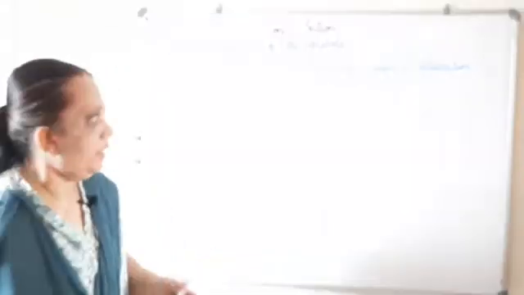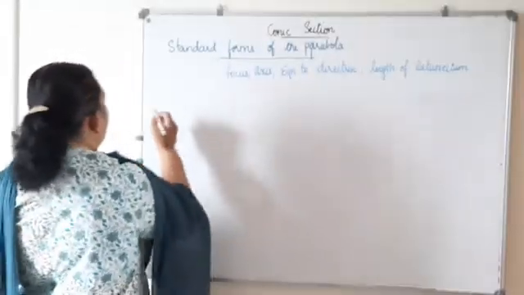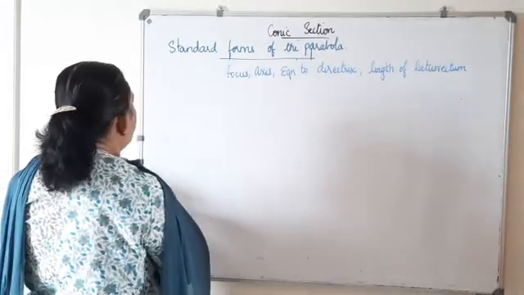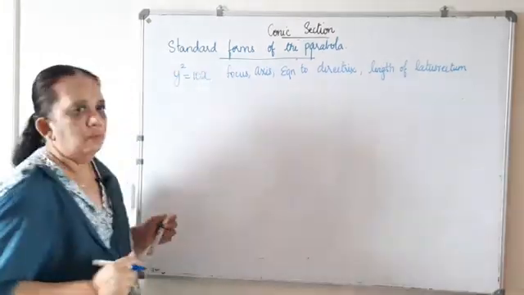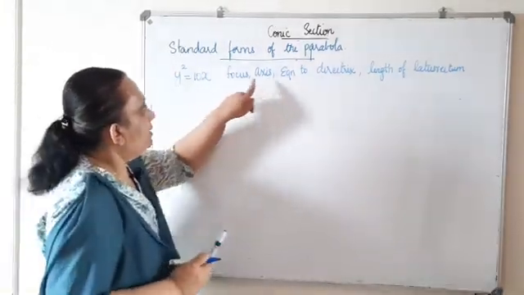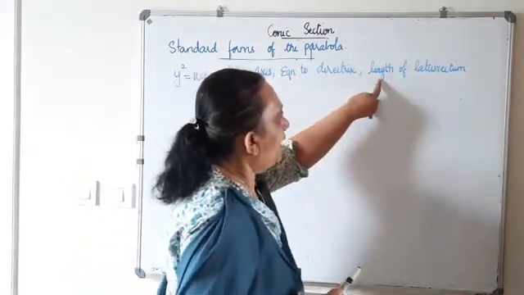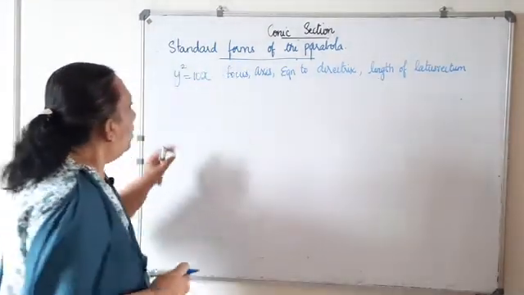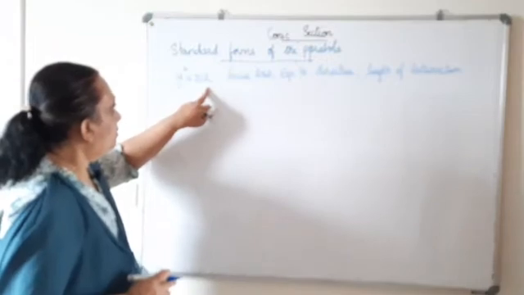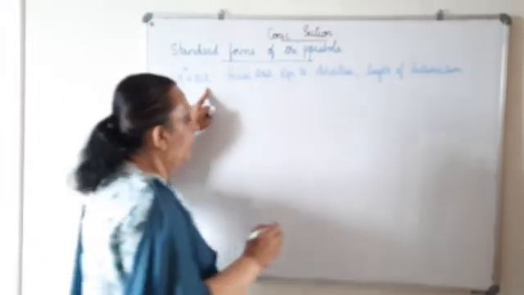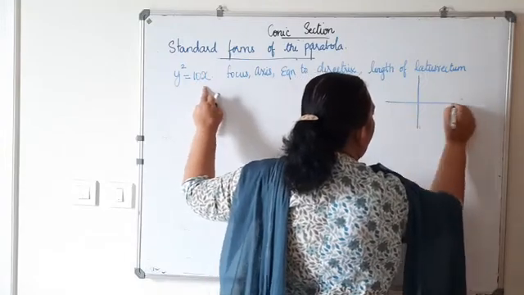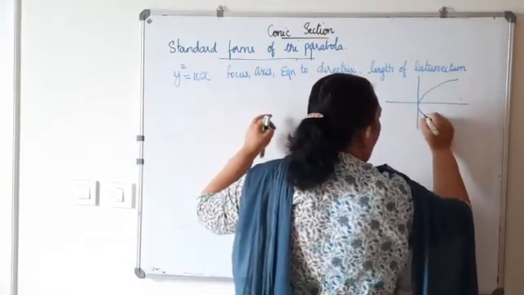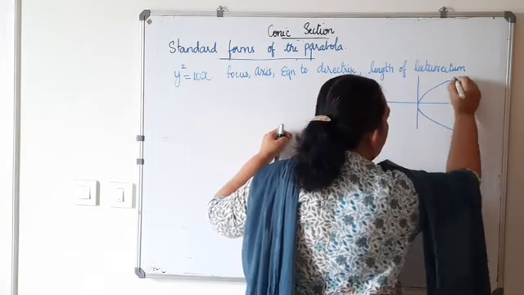Next question. y squared is equal to 10x. Find the focus, axis, equation to directrix, and length of latus rectum. Looking at the equation, you know at once that this is a parabola that opens to the right side. The axis of symmetry is the x-axis.